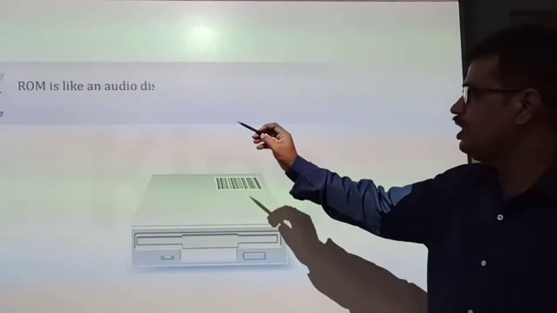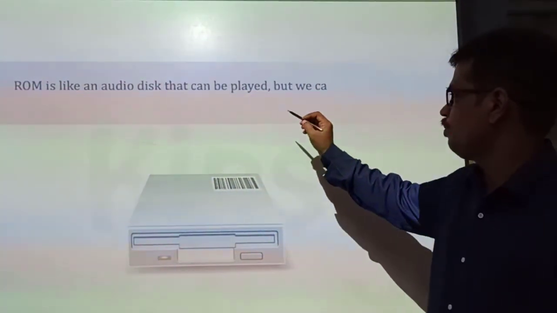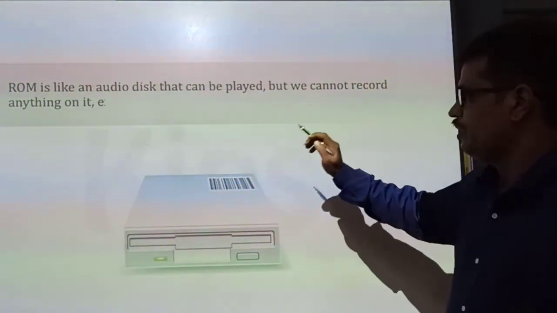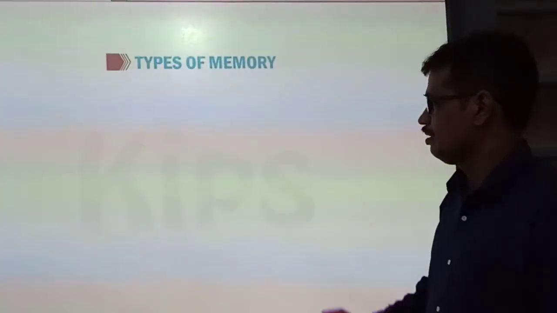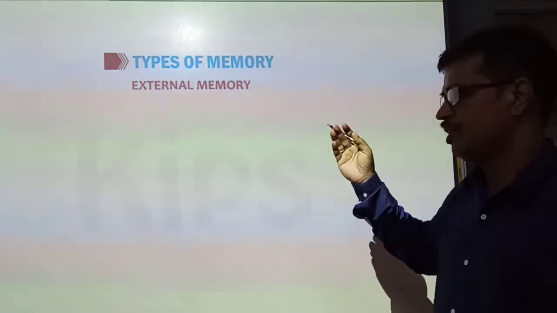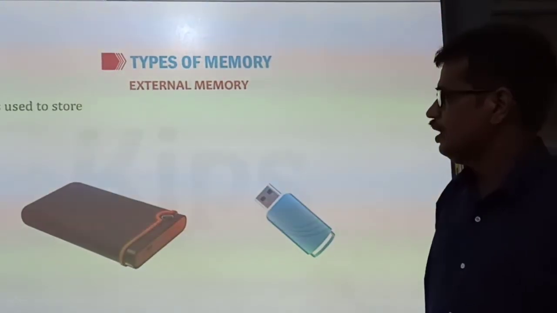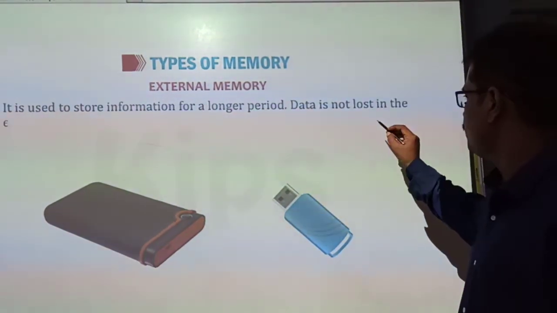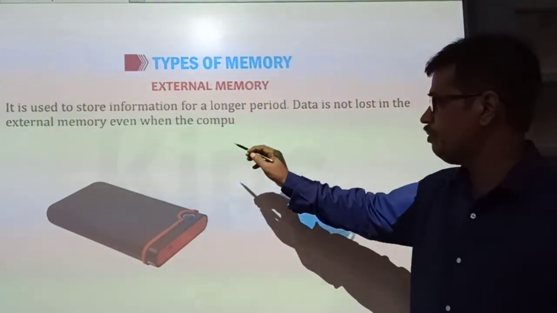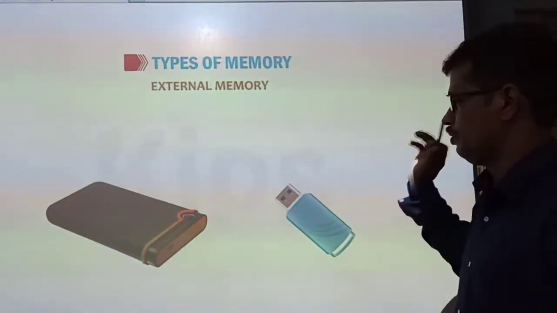Now see, ROM is like an audio disc that can be played but we cannot record anything on it except in a few selected circumstances. Okay, now external memory. It is used to store information for a longer period. Data is not lost in the external memory even when the computer is turned off, right?